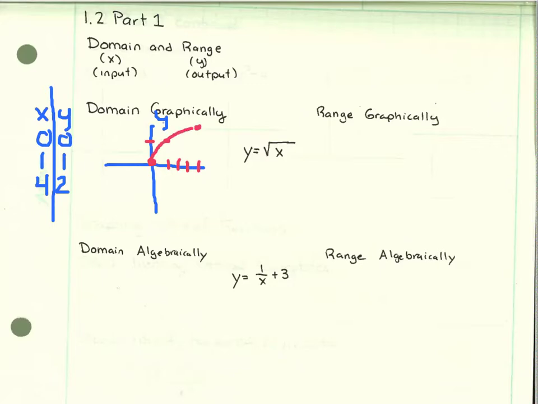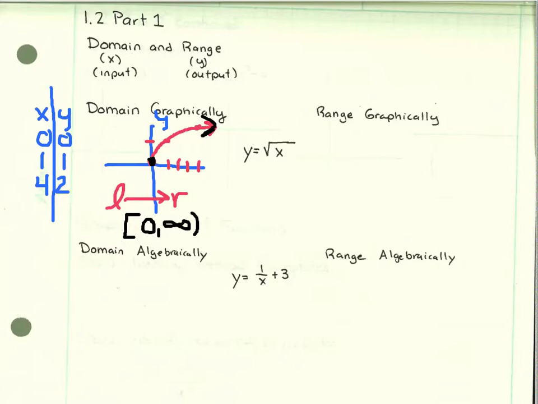This graph looks like half a parabola. When you're answering questions about domain, you're looking from left to right because domain is x values and x values go from left to right. This graph starts at 0, that's the lowest point, and it goes on forever, so it goes to infinity. Therefore the domain is 0 to infinity.